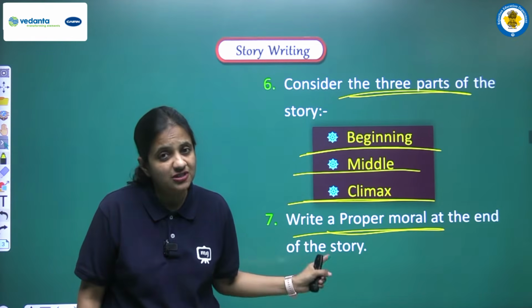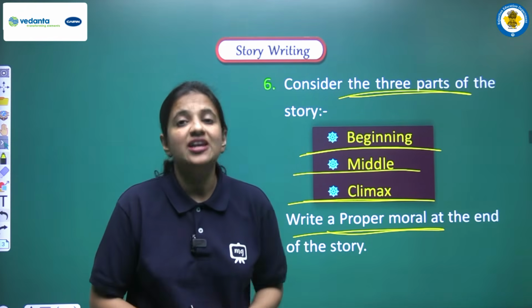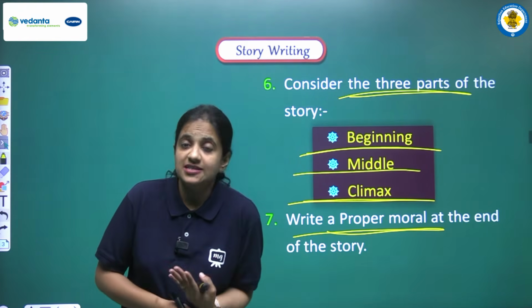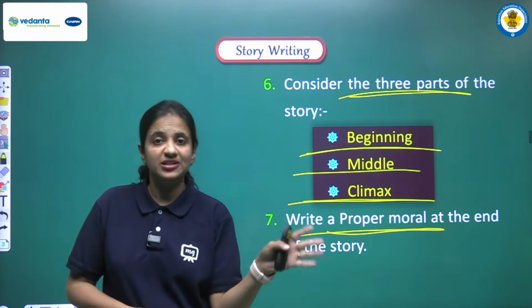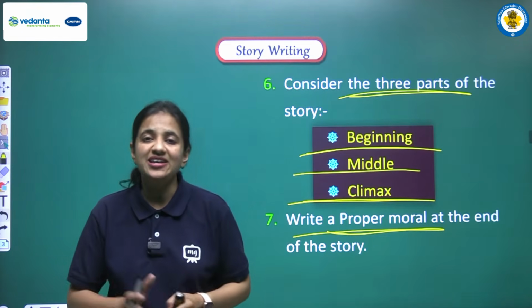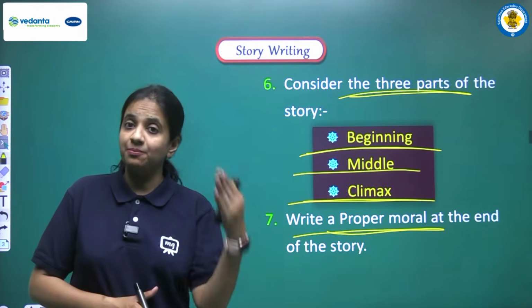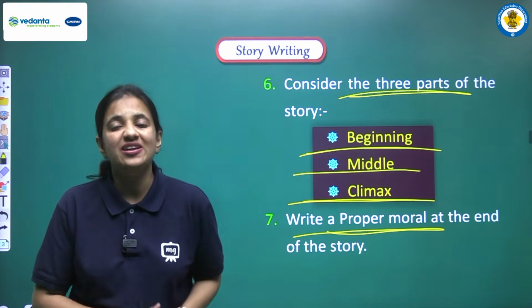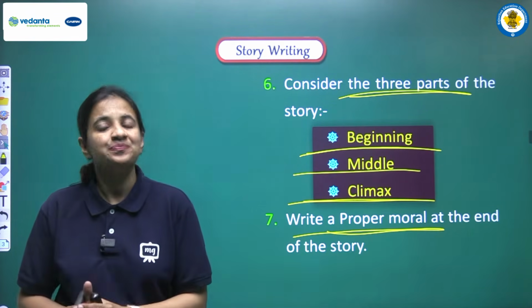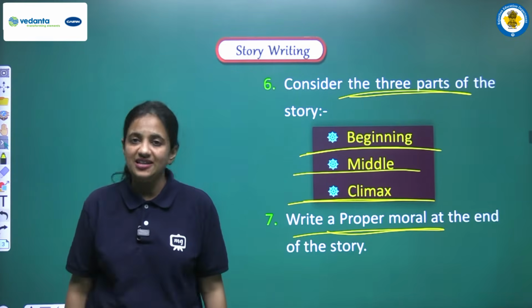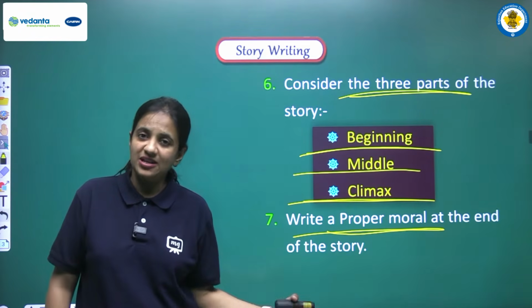And yes, the moral of the story will not be there in the question paper, but after completing the story we have to find out what the lesson of the story is, what learning we got from this story. So that can be the moral. That moral we have to write at the end of the story. Then only we can say that yes, we have written a complete story. Then only our story writing will be considered complete. Okay, so these are the basic things. These are some of the important points that we have to take care of. So I am summarizing all the points one more time.